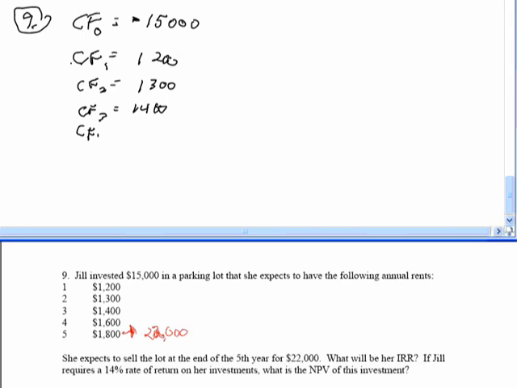CF4 is 1,600. And CF5, again, the only little trick possibly here, it's going to be the 1,800 plus the 22,000, which is 23,800. Okay? Again, because we got two things going on there. We got the income and also the sale of the parking lot at the end of year 5.